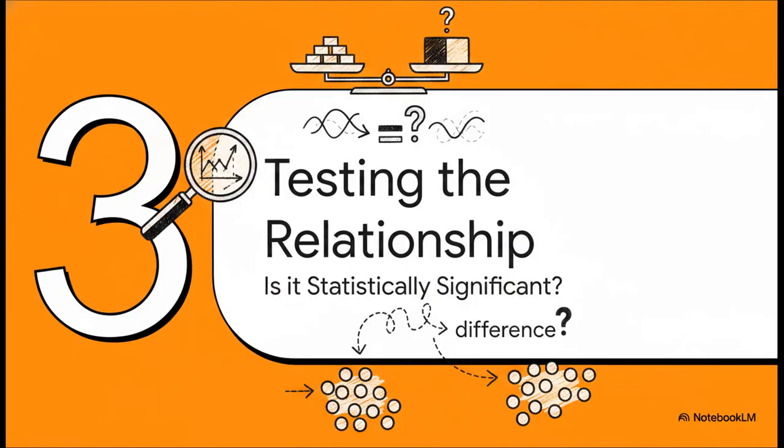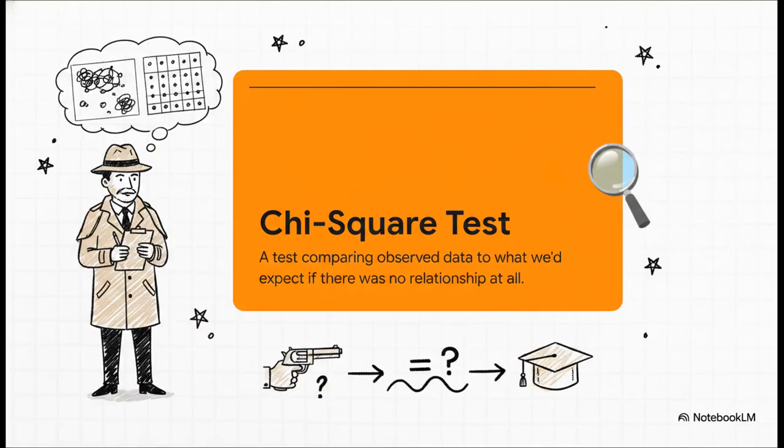Okay, so we found our first clue, a pretty clear pattern. But that takes us right back to our big dilemma. Is this difference real, or is it just a fluke in our little sample? To figure that out, we need to bring in the big guns and officially test this relationship. And for that, we have the chi-square test. This is our statistical detective.